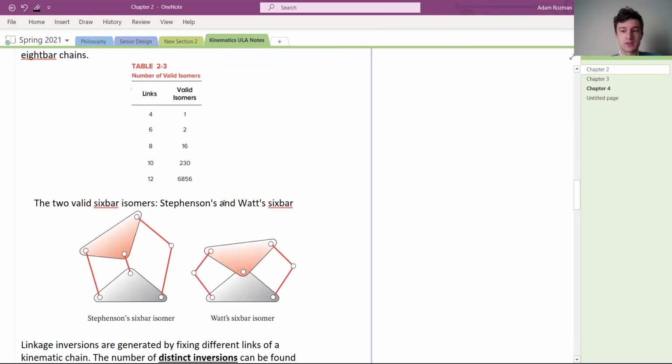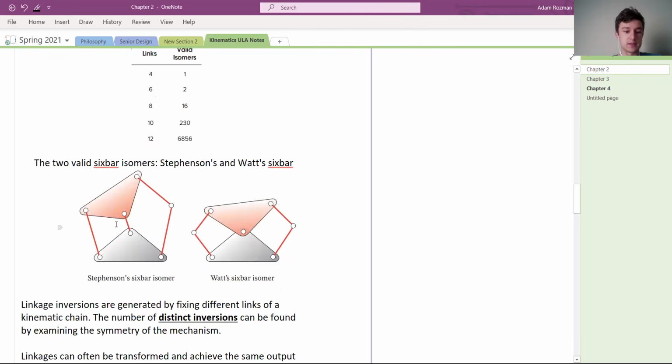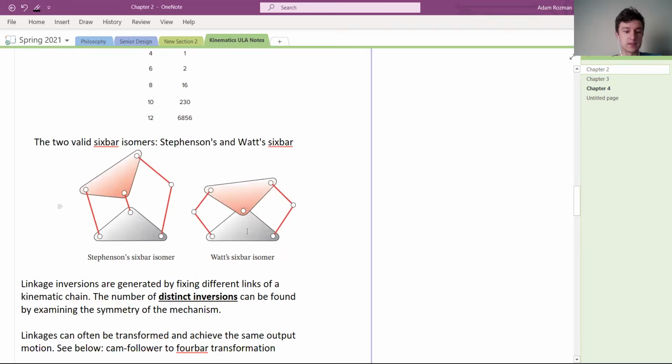I'll just go over the 6 bars a little bit. There's the Stephensons and Watts. The main difference is just that in the Stephensons, the 2 ternary links aren't connected, and in the Watts they are.